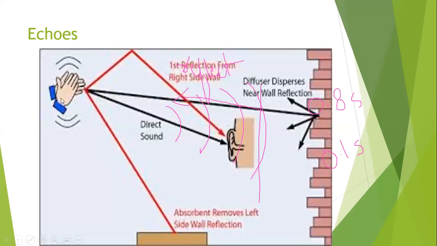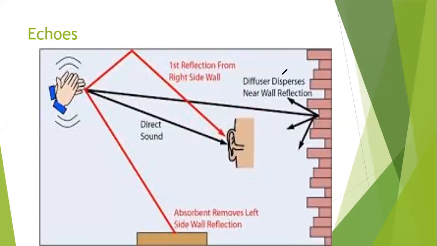Here you can see the person is clapping. That clapping also produces an echo. If someone is clapping, due to the reflection of that clapping sound, the person hears an echo because of the reflection by the different obstacles. This wall is an obstacle. If there is something on this side, then there will be an echo. But some materials do not reflect the sound.